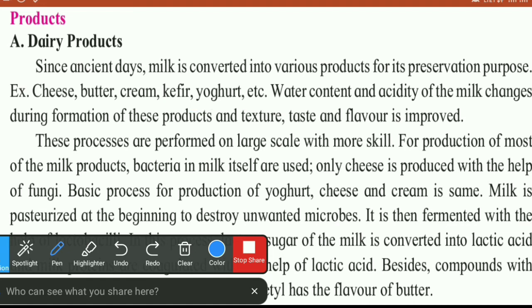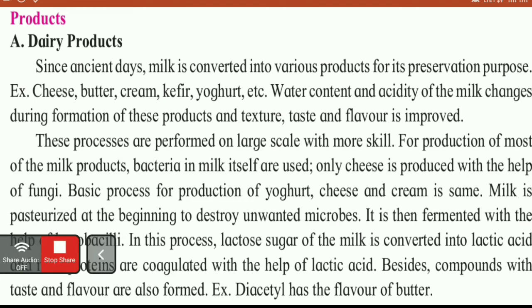The water content of the milk changes during the formation of these products, and the texture, taste, and flavor are improved. Milk carries water, but in cheese, butter, cream, and yogurt, the water is removed from the milk, and texture, flavor, and taste are added for the production of that product. These processes are performed on a large scale, and they need bacteria for production, which are present in the milk.